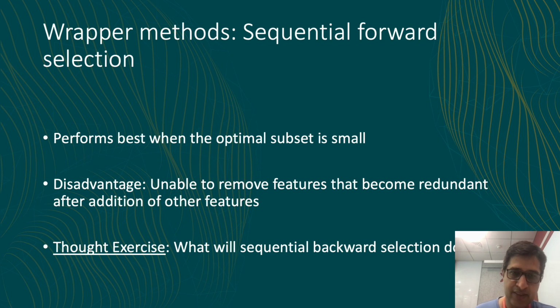So as a thought exercise, I would want all of you to think about what a backward selection process would do. Very similar to the one that we talked about in terms of forward selection, but just go back to the graph that we had earlier, and then see what a backward selection process would do.